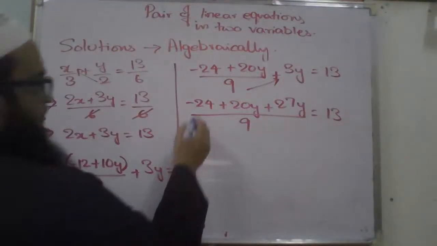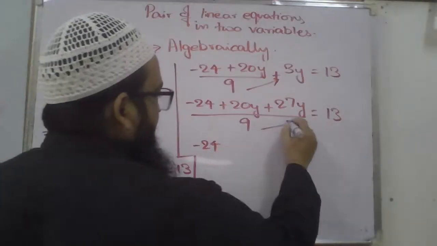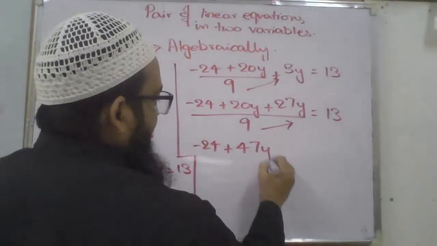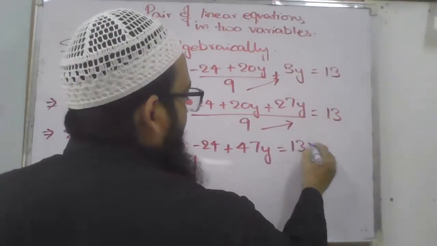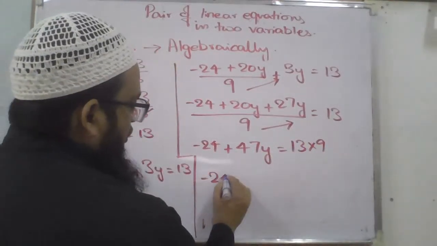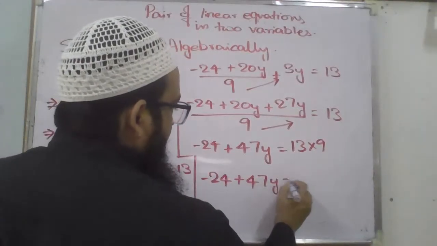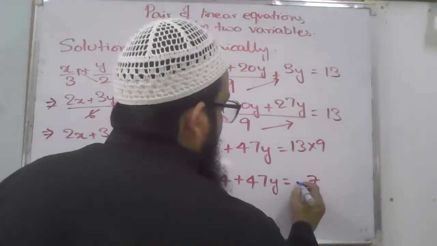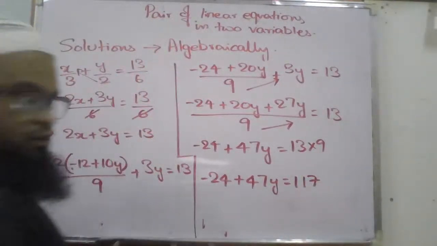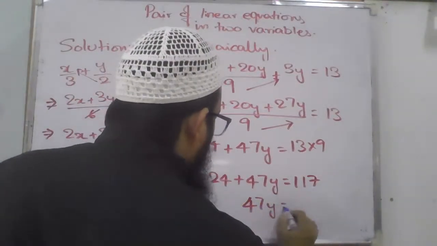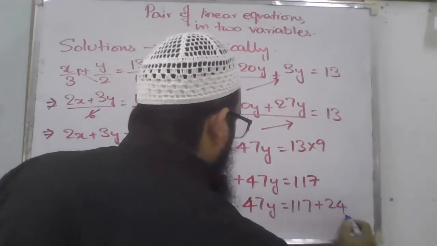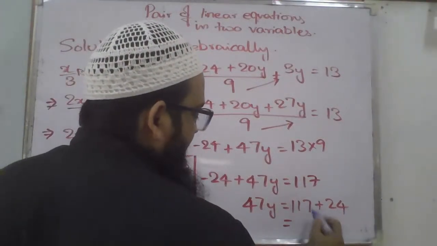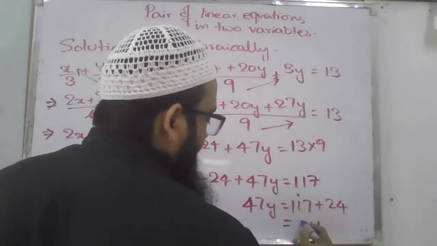Understood? So that implies minus 24, transpose minus 9 to that side. So it is minus 24 plus 20 plus 27, it is 47y is equal to 13 into 9. So minus 24 plus 47y equals 13 nines are 9 threes are 27, and 9 ones are 9, 9 plus 2 is 11, 117. So 47y is equal to 117 plus 24. So what is 117 plus 24? 4 plus 7 is 11, 1 carry on, 2, 4, 141.